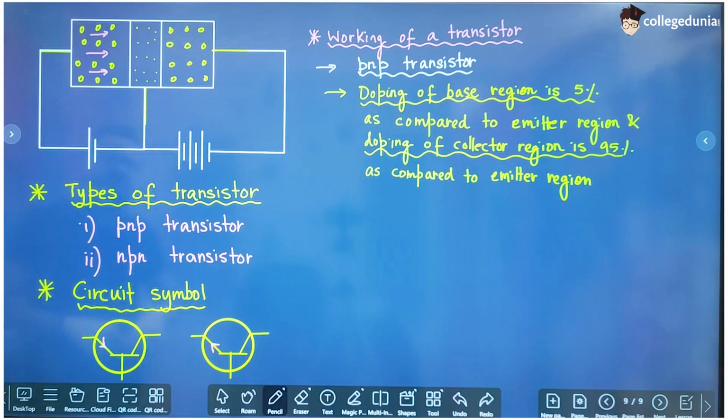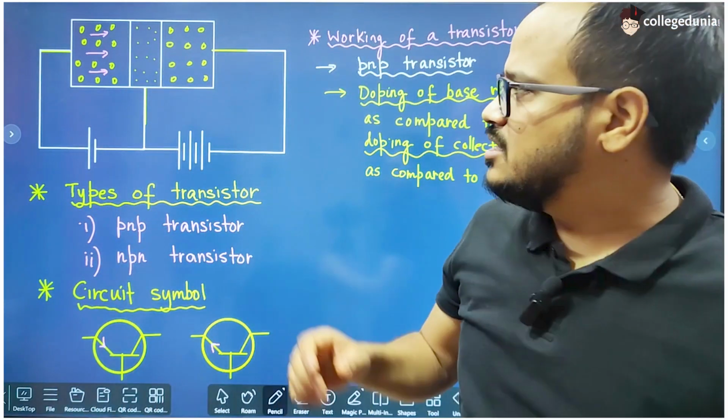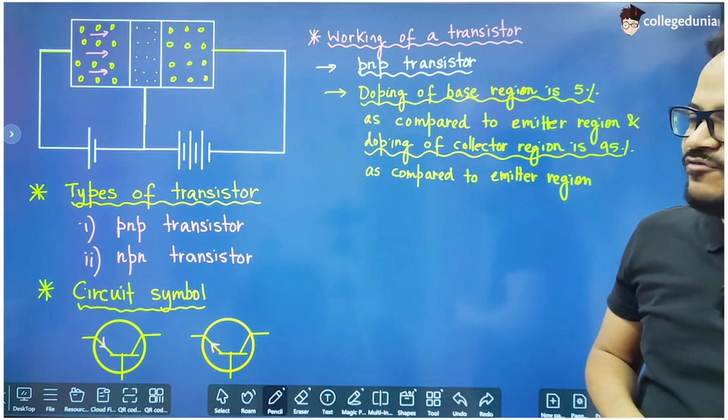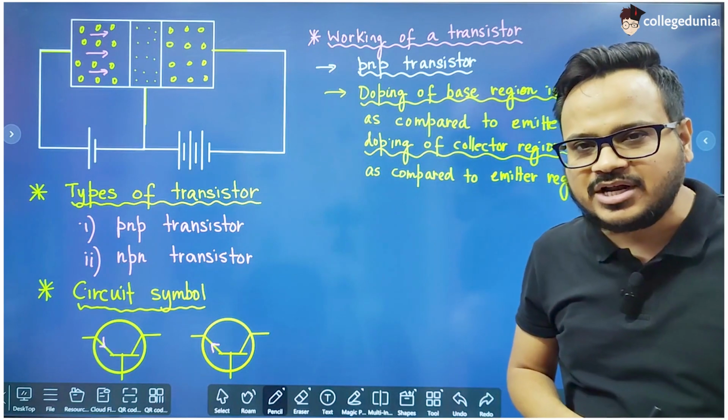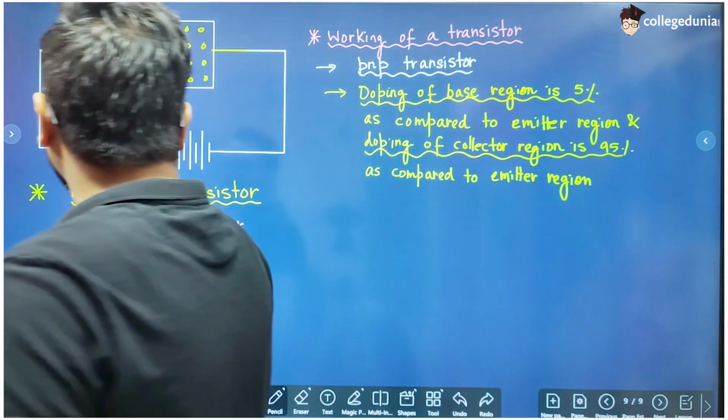Now we can clearly see that this region has emitted free charge carriers, and this region has collected the free charge carriers, and the middle region is just working as a base so that the free charge carriers can travel from emitter to collector. Hence we have named them emitter, base and collector.